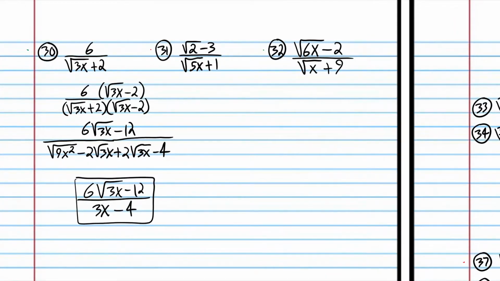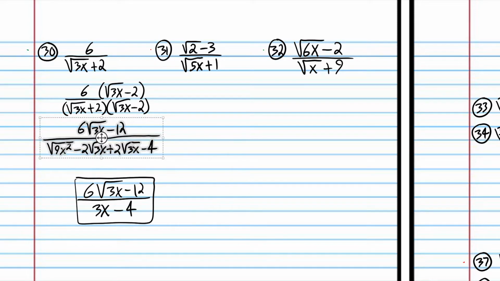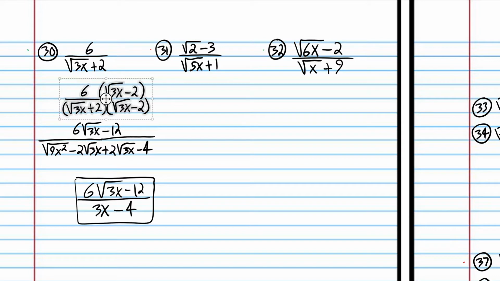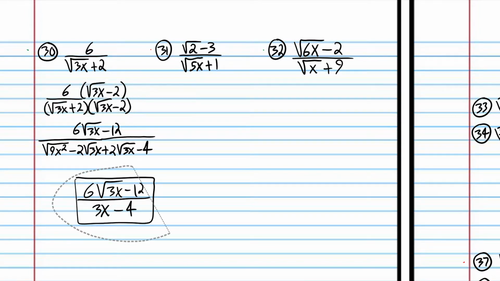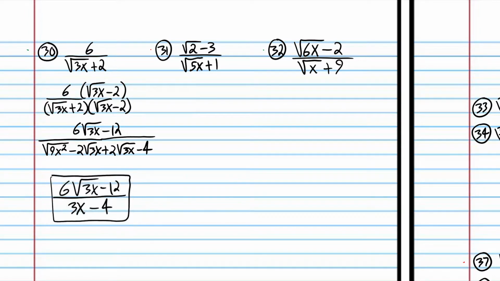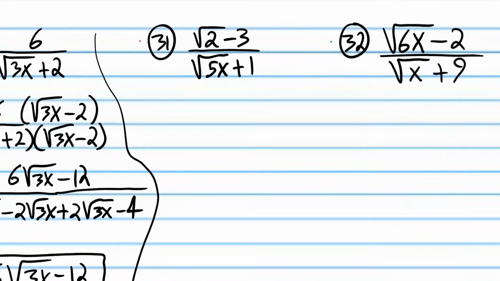So 31, again, we just have algebra, and we have a root in the denominator, but the difference is we have a binomial in the numerator. In the previous problem, we didn't have a binomial in the numerator. So let's put a divider here. So same principle, same thing we've been doing pretty much for the whole class.